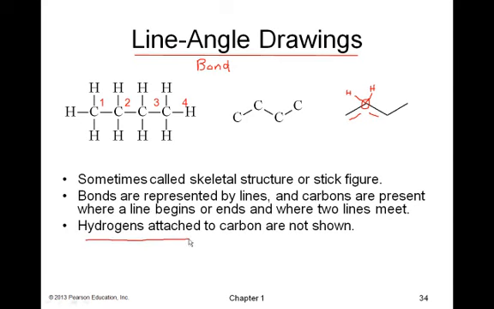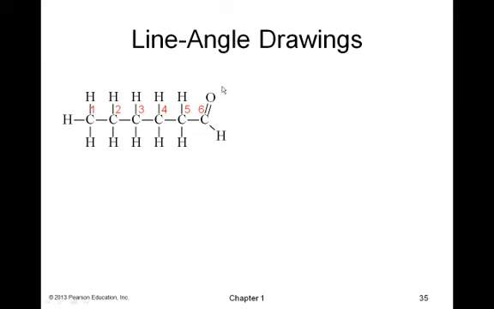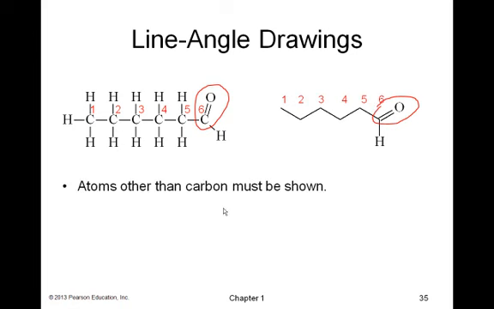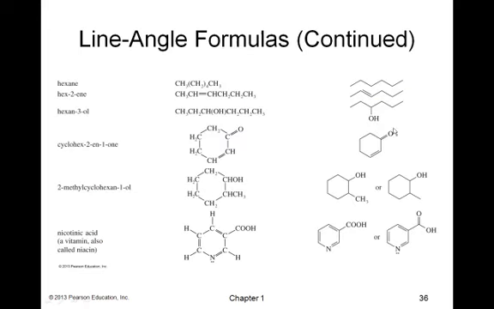So hydrogen atoms on carbon are not shown. But when I have other atoms such as nitrogen, oxygen, and halogens, they must be shown. Here's an example. I have this C double bond O, so the appropriate way to draw that is right here, where I still need to show that to the reader. Also double and triple bonds must be shown, like we did here.